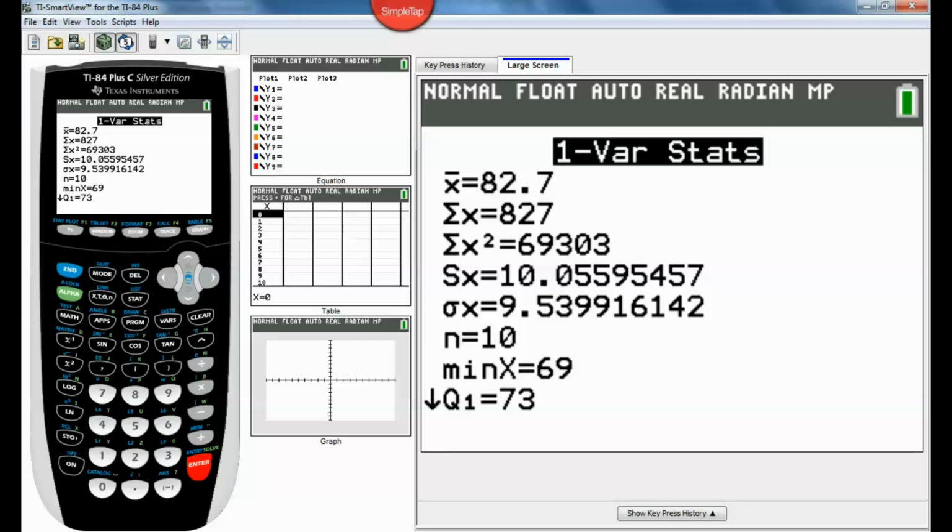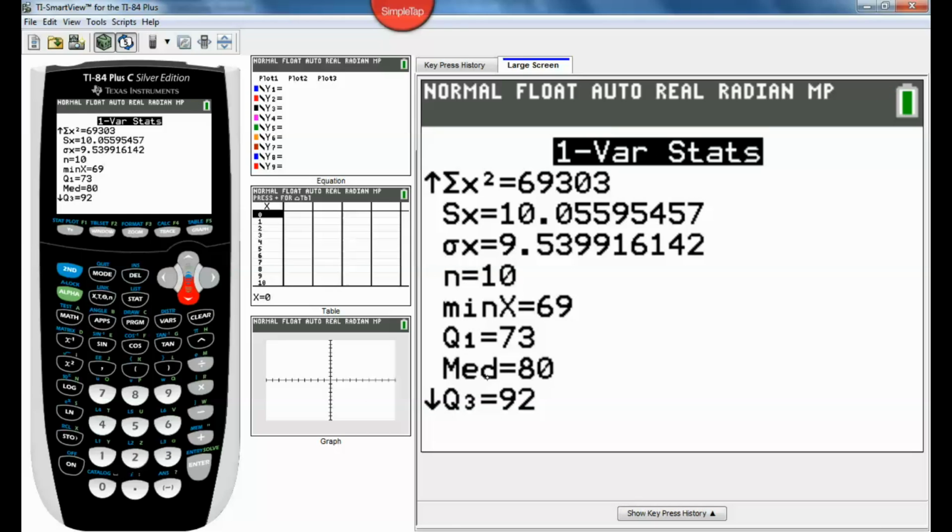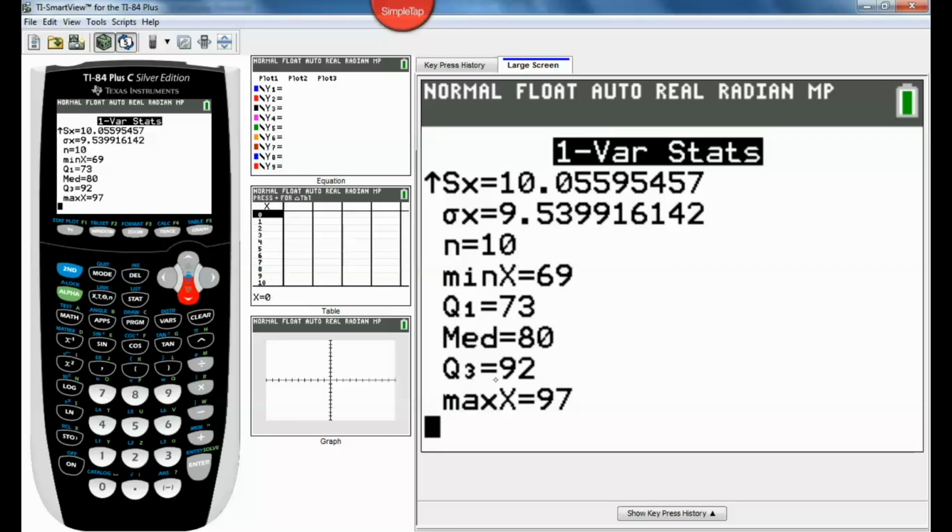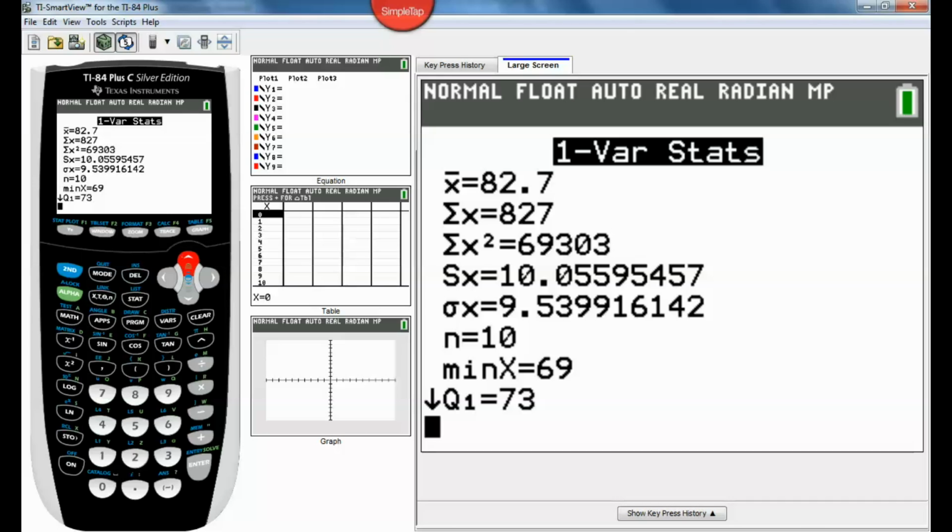You can see, here's the mean. There's the sum of x that we used in our formula. There's the sum of x squared we used in our formula. There is the sample standard deviation, 10.1 to 1 decimal place. There is the population standard deviation, minimum value. It even gives you some other things we haven't gone into yet: the first quartile, the median, which is also the second quartile, the third quartile, and maximum. So you can get all kinds of stuff, and you can get it fairly quick with the TI calculators.